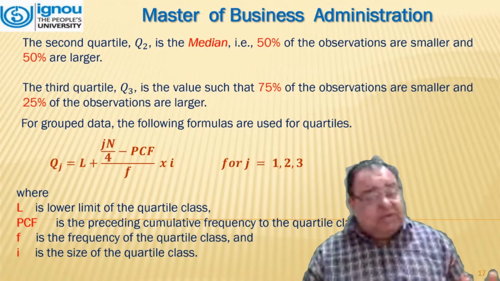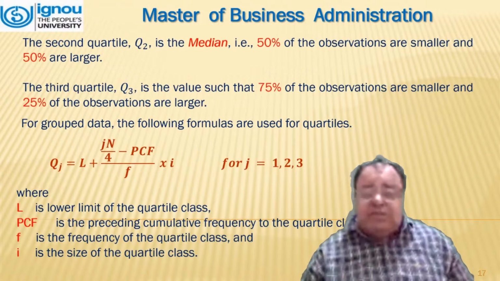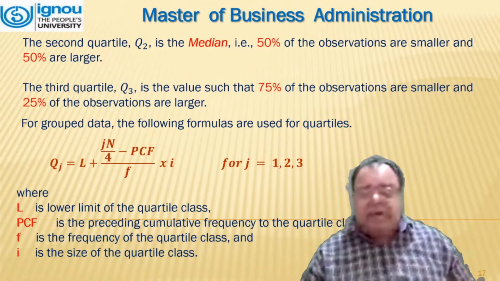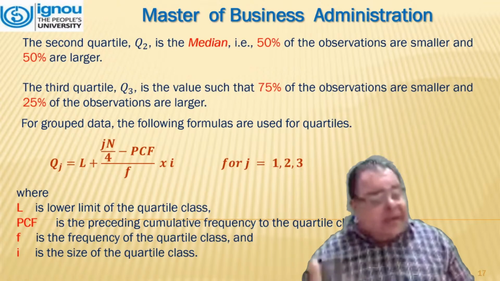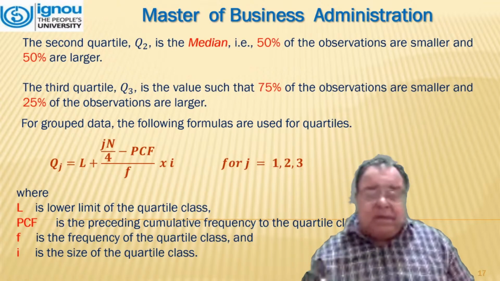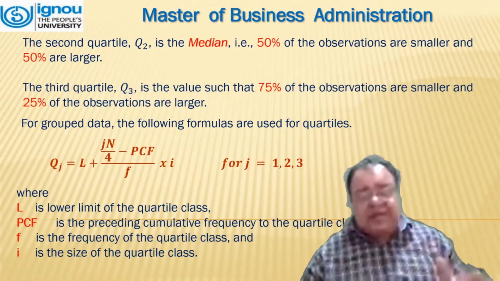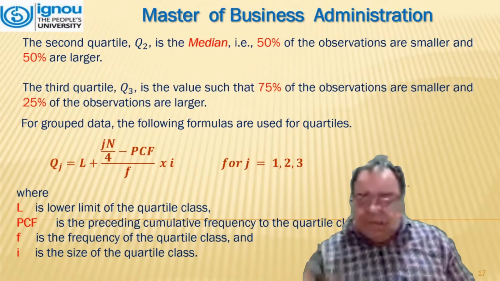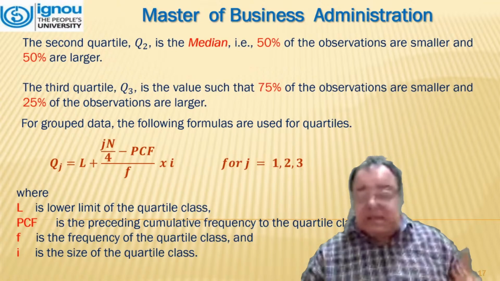Here, only three values will be there. If we have to find Q1, we replace J by 1, so the formula becomes L plus (N by 4 minus PCF) upon F into I. For Q2, J will be replaced by 2, so it becomes N by 2, which is similar to the formula of the median: L plus (N by 2 minus PCF) upon F into I. And for quartile 3, Q3 is equal to L plus (3N by 4 minus PCF) upon F into I.